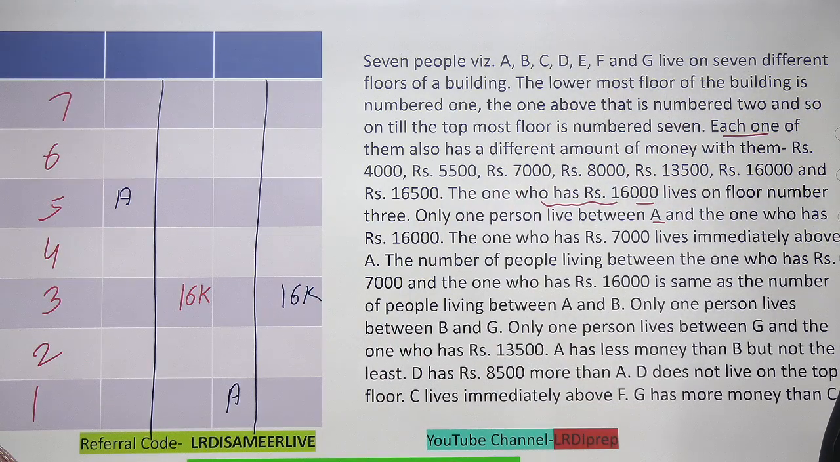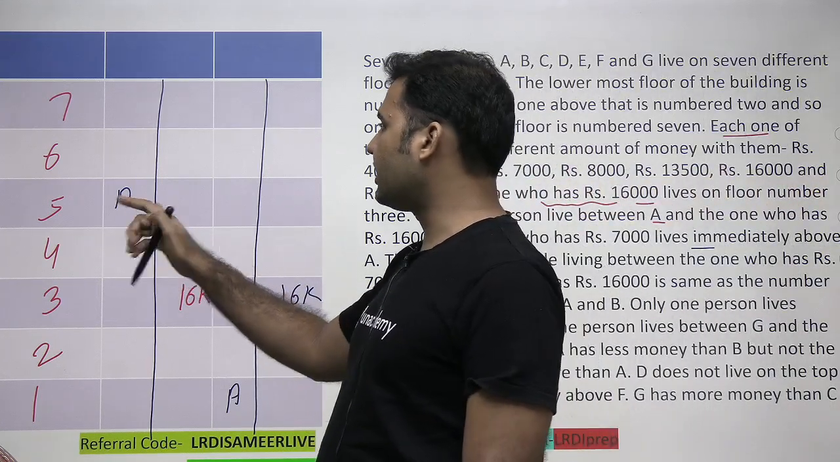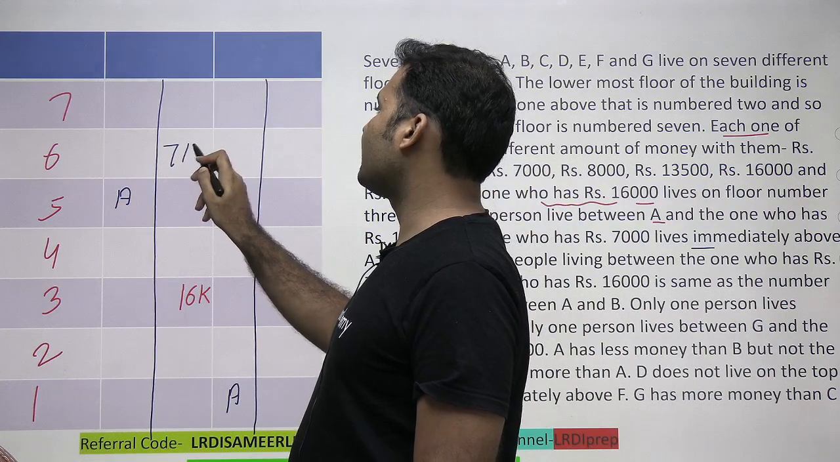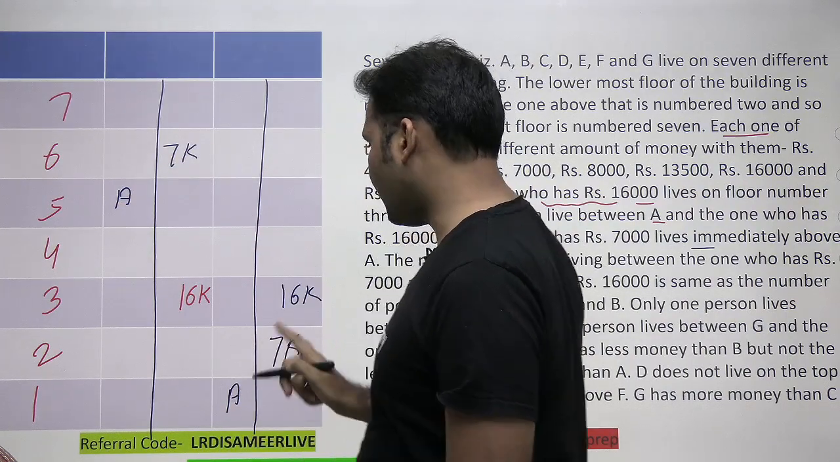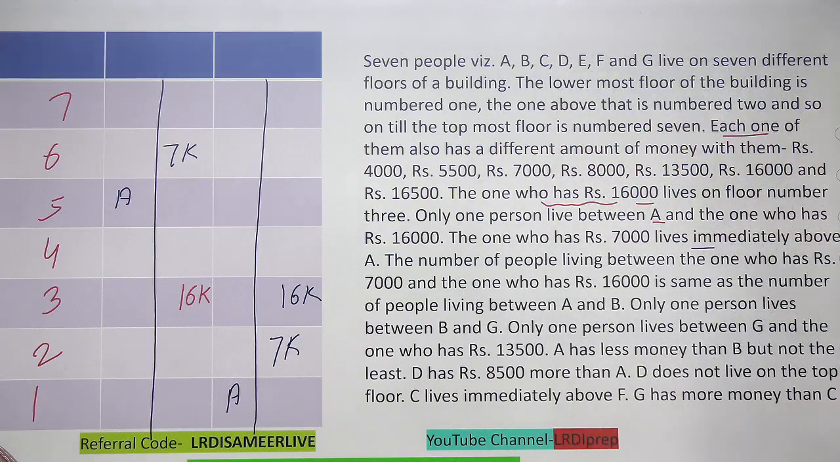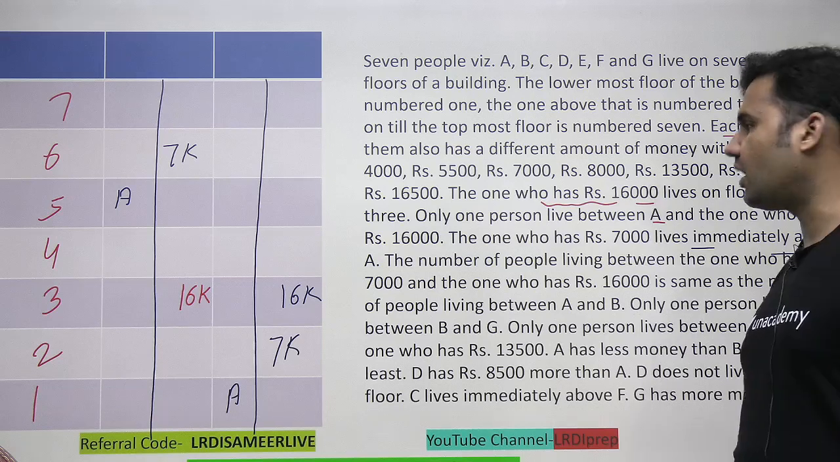Okay, now the one who has rupees 7,000 lives immediately above A. Now in this particular case, the one having 7,000 will be living over here. In this particular case, the one earning 7,000 will be living above A, so it will be over here. It's because it says that it's immediately above, so you need to take the immediate above floor.